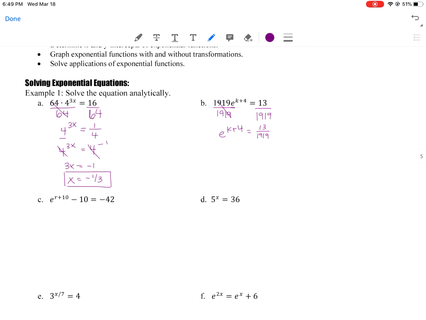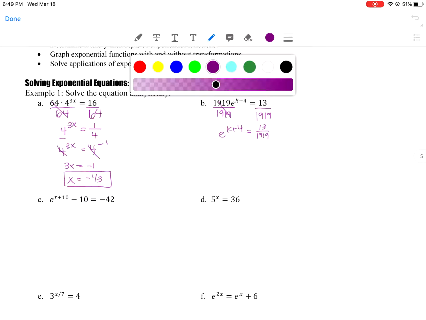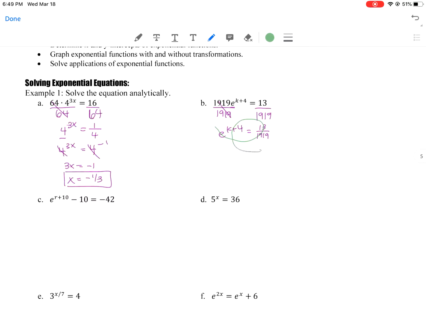So log base e of that fraction equals that. But remember, log base e is the same as natural log. So here we're really talking about natural log of 13 over 1919 equals k plus 4. And then we want to go ahead and get k all alone, so we are going to subtract 4 from both sides. And here is our answer.